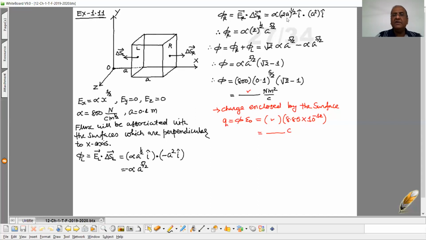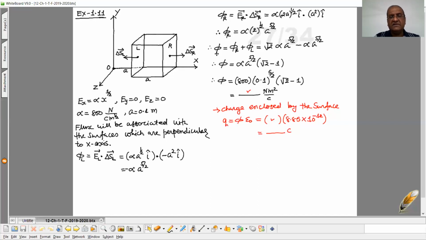So alpha into 2a raised to 1 by 2 i caret dot. Now the area vector of this one is also in the positive x direction, so we can write a square i caret. Resultantly we get the flux associated with the right surface, that is alpha into 2 raised to 1 by 2 into a raised to 5 by 2.